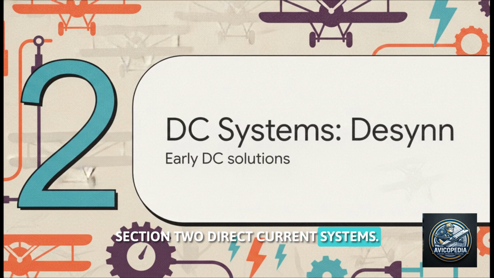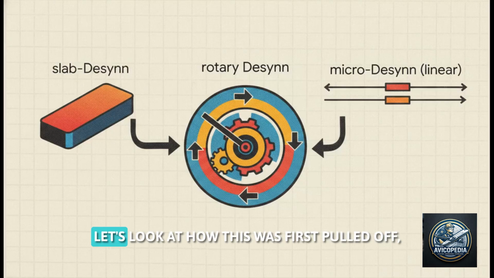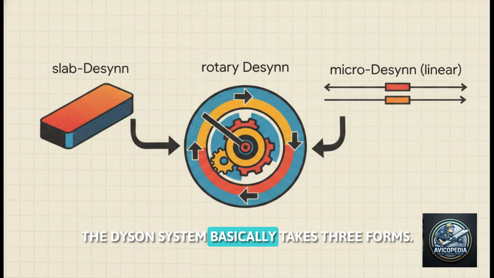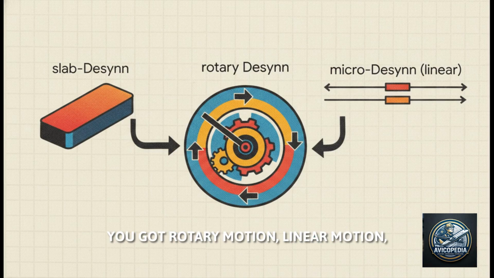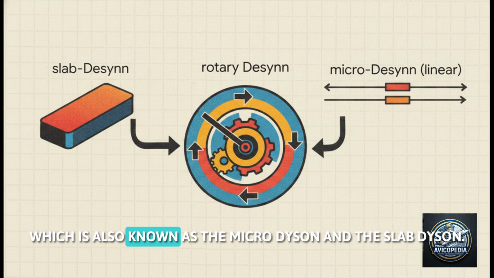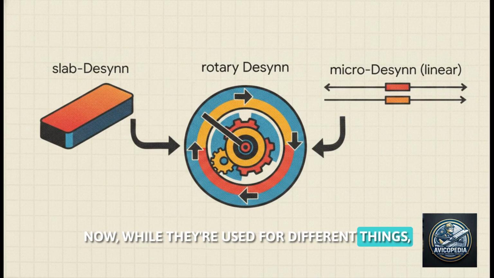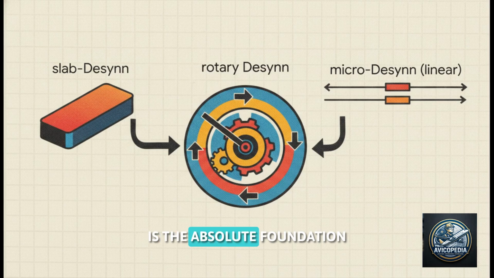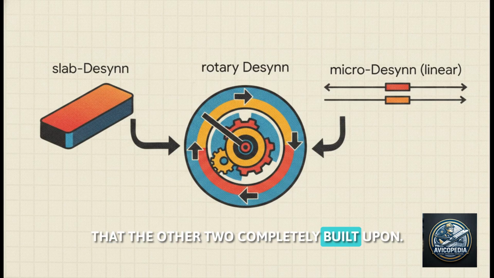Section 2. Direct current systems. The Desynn. Let's look at how this was first pulled off using one of the earliest electrical setups widely adopted in aviation. The Desynn system basically takes three forms. You've got rotary motion, linear motion, which is also known as the micro-Desynn, and the slab Desynn. Now, while they're used for different things, from fuel levels to pressure indicators, that rotary motion arrangement is the absolute foundation that the other two completely build upon.